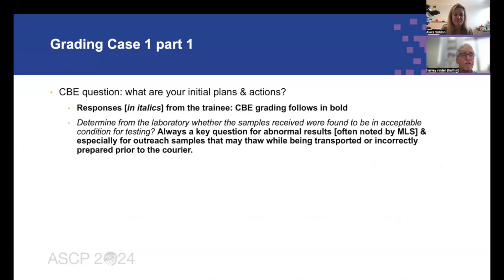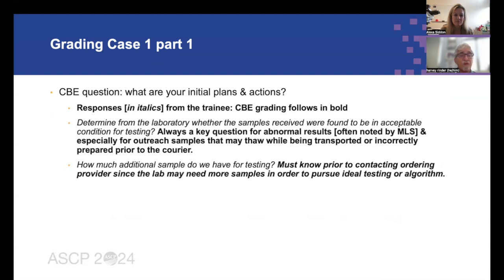So the resident asked, were the samples in acceptable condition? This is a great question. It's key in that abnormal results, especially from outreach where samples might thaw while being transported or incorrectly prepared prior to being couriered, may give abnormal results but are purely a pre-analytical error.